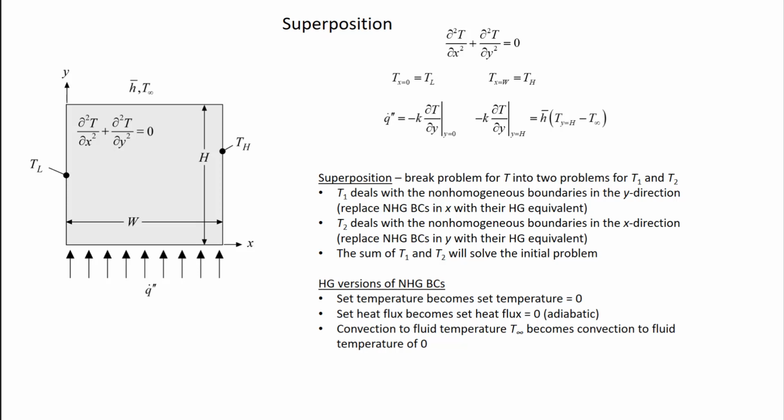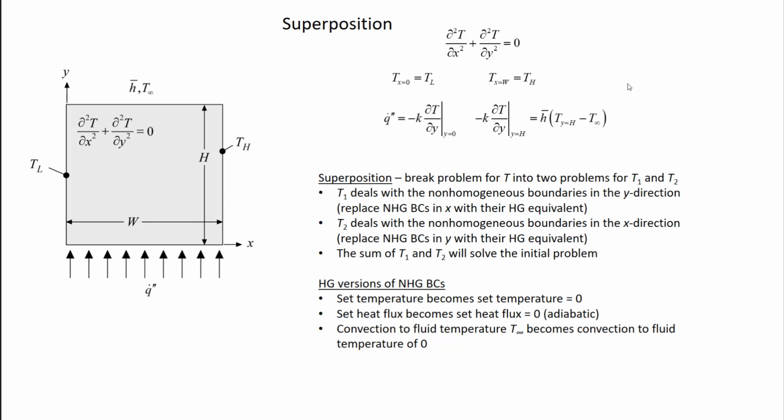So here's a problem that superposition would be required to solve. We have this computational domain over here, with the same partial differential equation. Our boundary conditions are all four non-homogeneous, right? We have a temperature boundary condition on this side, a different temperature boundary condition over here, a heat flux down here, and convection to some temperature up on the top. So this is the mathematical statement of the problem, and all four boundary conditions are not homogeneous.